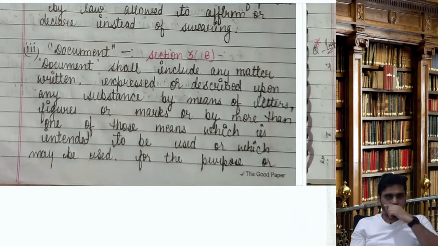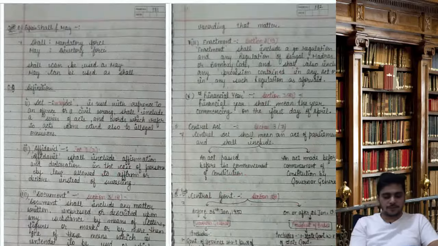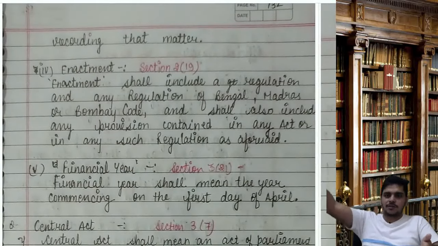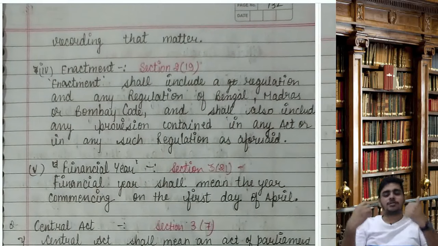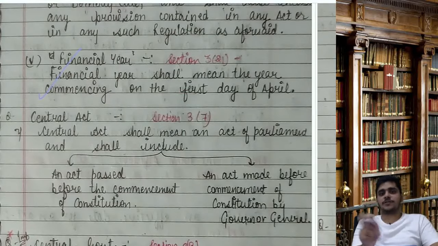Affidavit, important. Document. So, document includes any matter, whether it is written or expressed or described upon any substance by means of any letters, figures or marks, or by more than one of those means, which is intended to be used or which may be used for the purpose of recording that matter. It is called a document. If I draw something on a paper or write, I record, it is called what? Document. Important. Financial year, important. Financial year versus calendar year. The question is there in the book. It came in the exam, 2 marks.